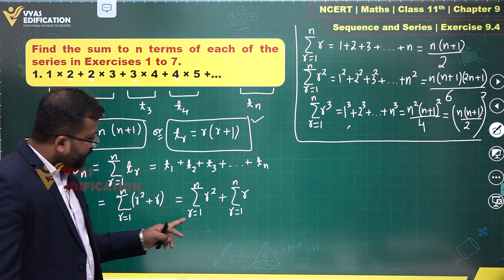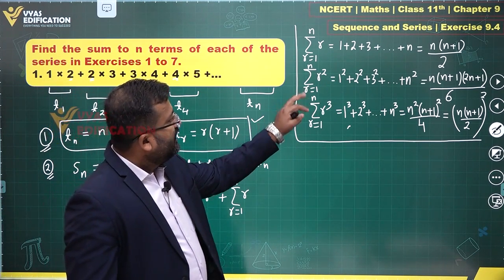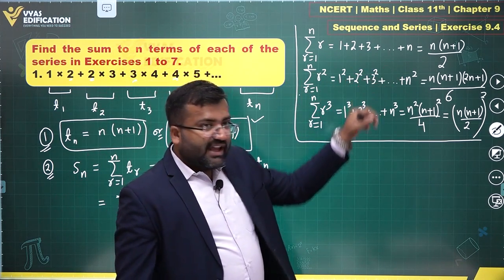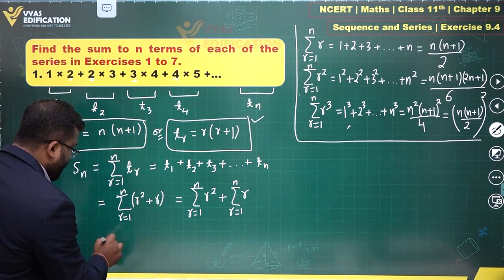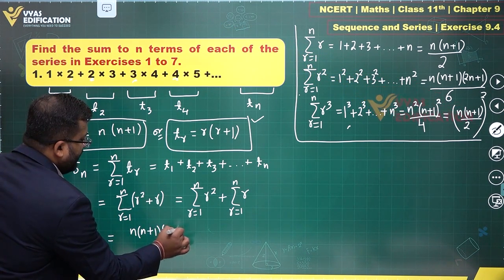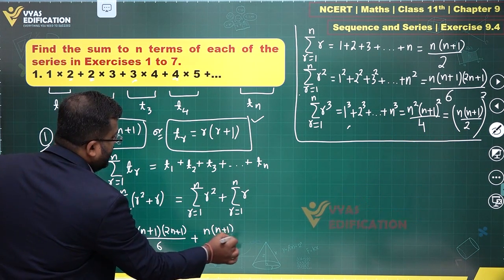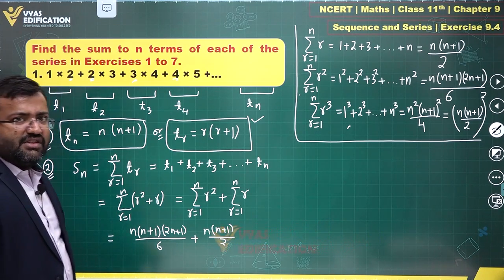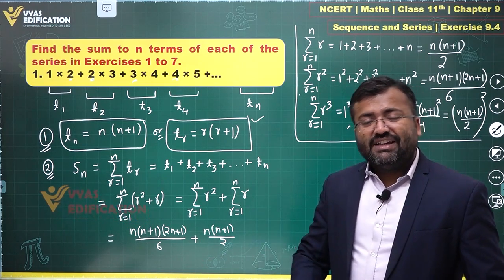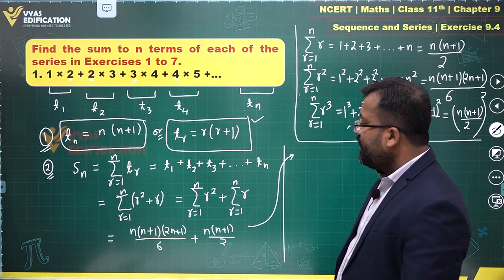Okay, so I'll replace sigma r square from r is equal to 1 to n by this, and I'll replace sigma r by that over there. What is this equal to? This sigma is equal to n times n plus 1 times 2n plus 1 by 6 plus n plus 1 by 2. If you see, we have obtained the summation. That's not an issue. We have found the answer, but can we simplify this further? Yes, we can simplify this further. And how we do that is interesting, important to note over here.